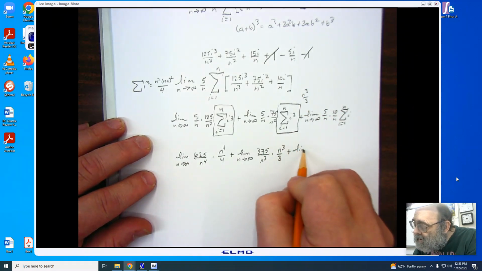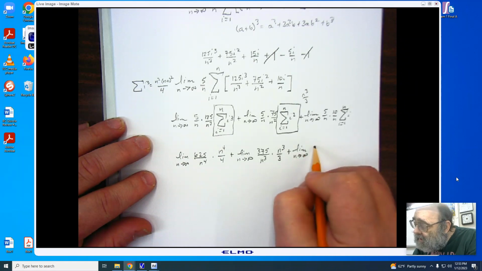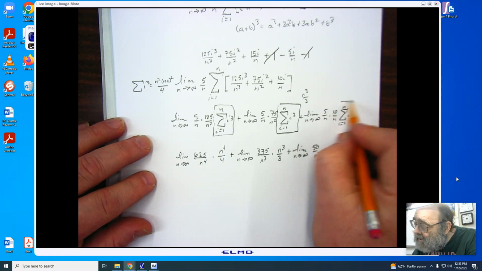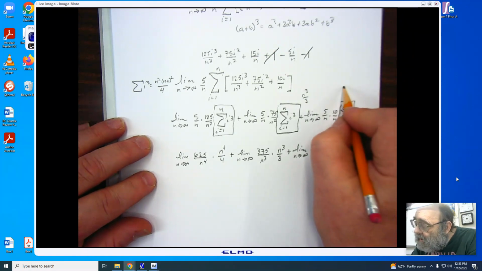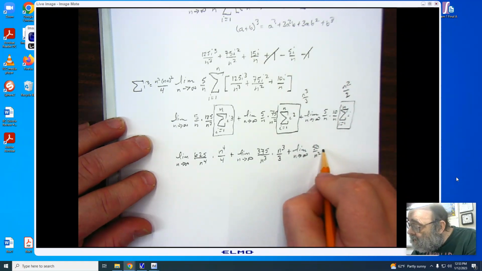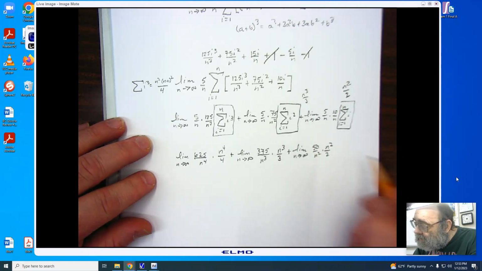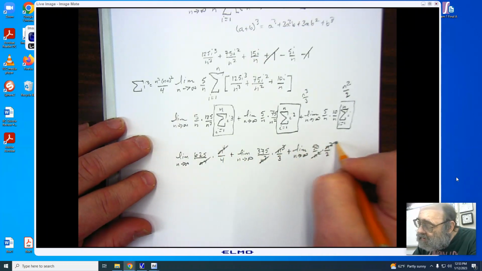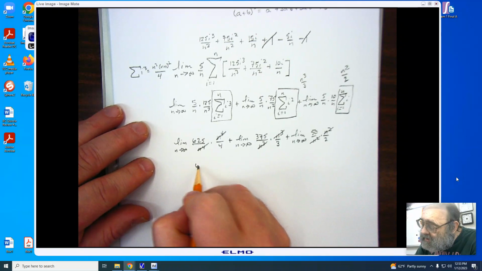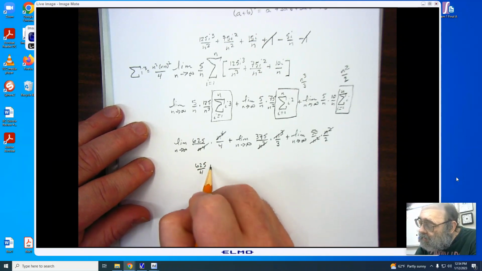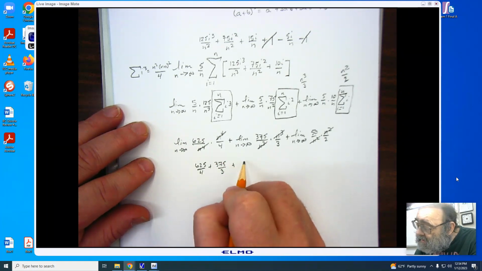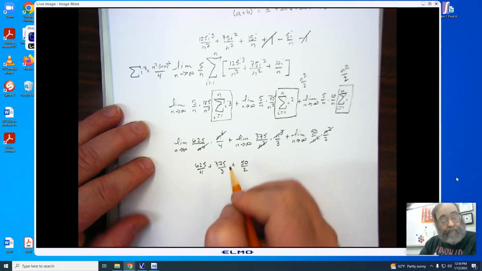Plus the limit as n approaches infinity, 5, and this is now 50 over n squared, and I'm now replacing my summation with n squared over 2. There we go. Times n squared over 2. Powers of 4 cancel, powers of 3 cancel, powers of 2 cancel. I have 625 over 4 plus 375 over 3 plus 50 divided by 2.